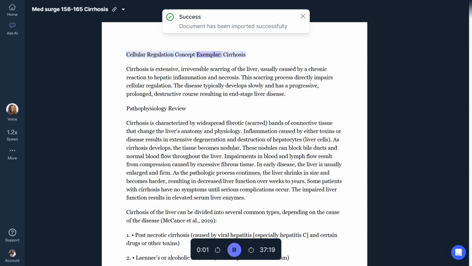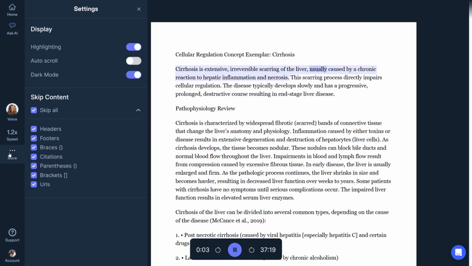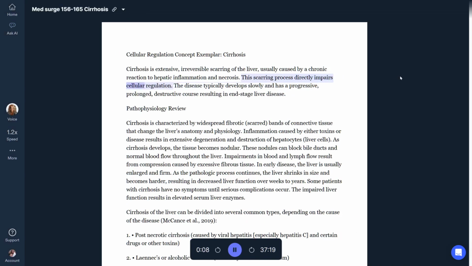Regulation concept exemplar: cirrhosis. Cirrhosis is extensive, irreversible scarring of the liver, usually caused by a chronic reaction to hepatic inflammation and necrosis. This scarring process directly impairs cellular regulation. The disease typically develops slowly and has a progressive, prolonged, destructive course resulting in end-stage liver disease.